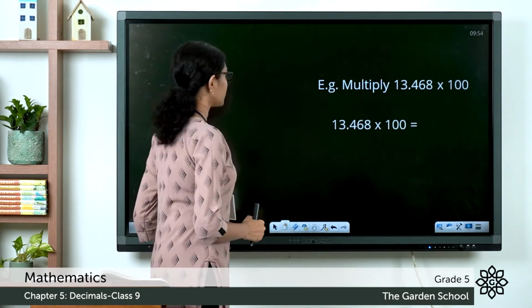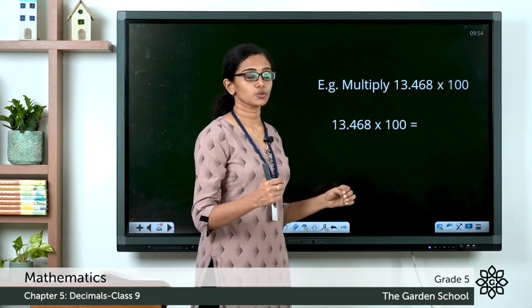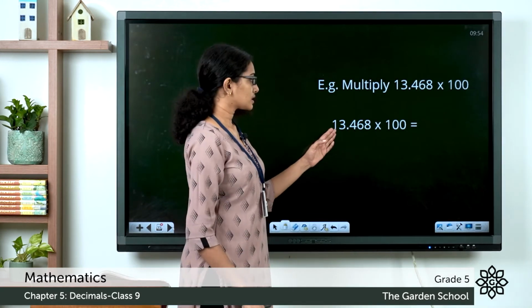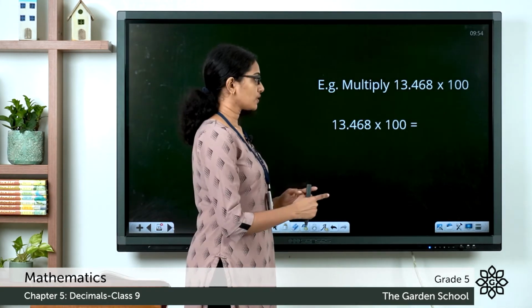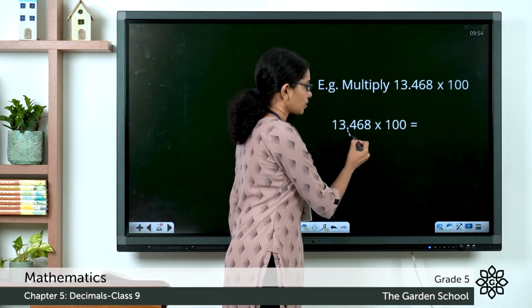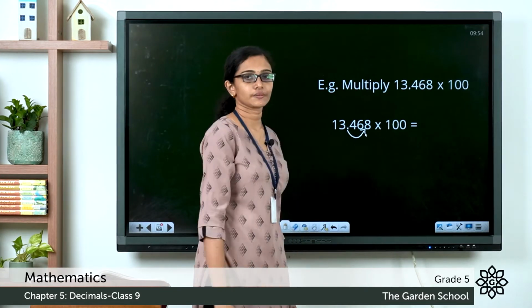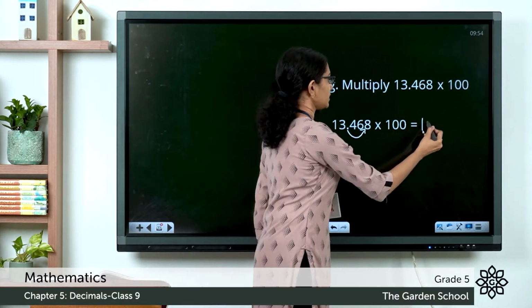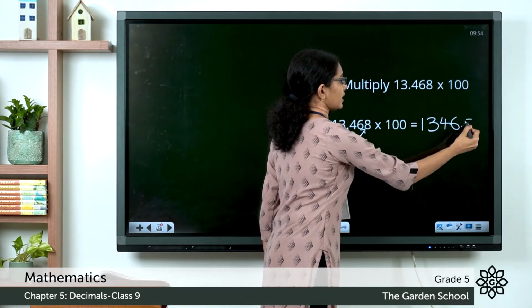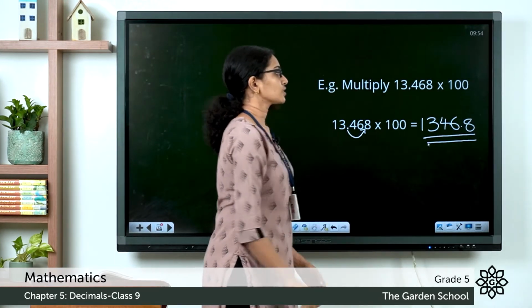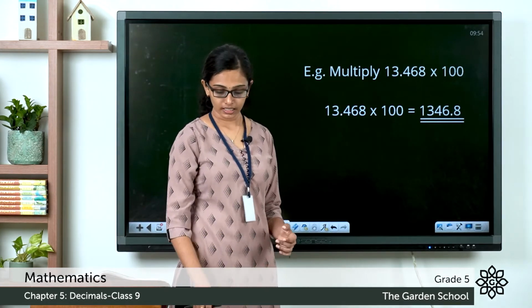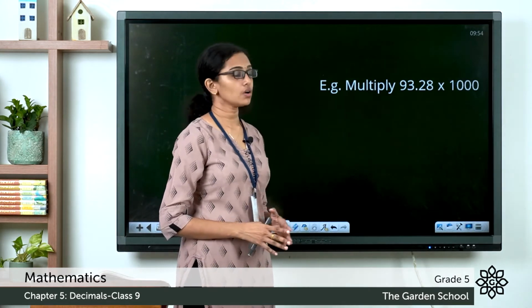So what do we get when you shift the decimal point 2 places to the right? Here the decimal point comes between this 3 and 4. When you shift it to the right, it would come after 1, 2. It would come after this 6. So the product will be 1346.8. Clear? Look at this question now.